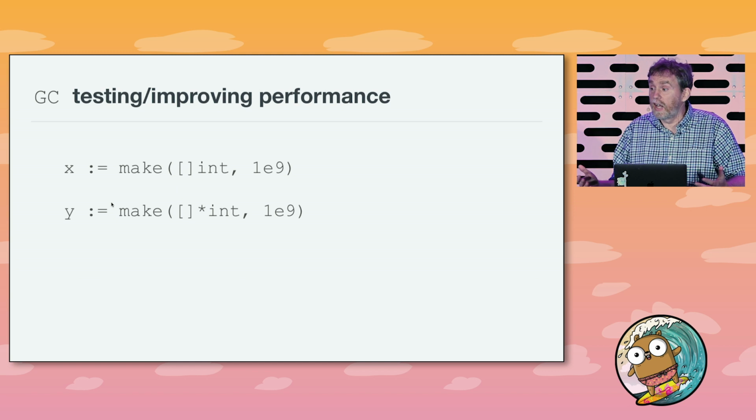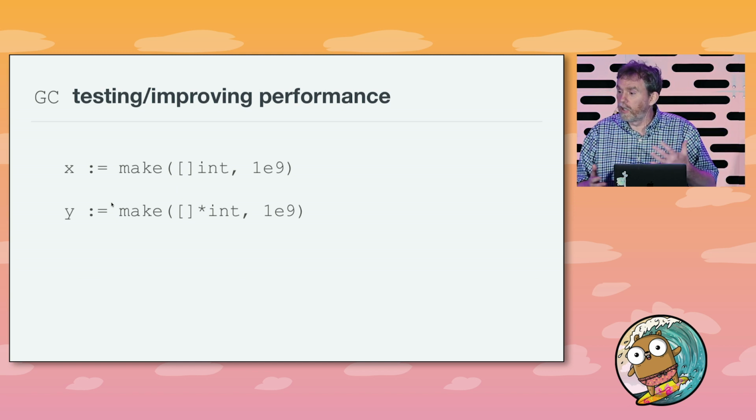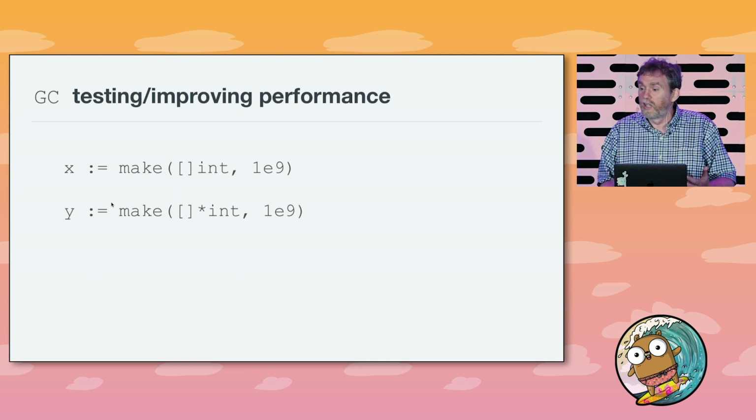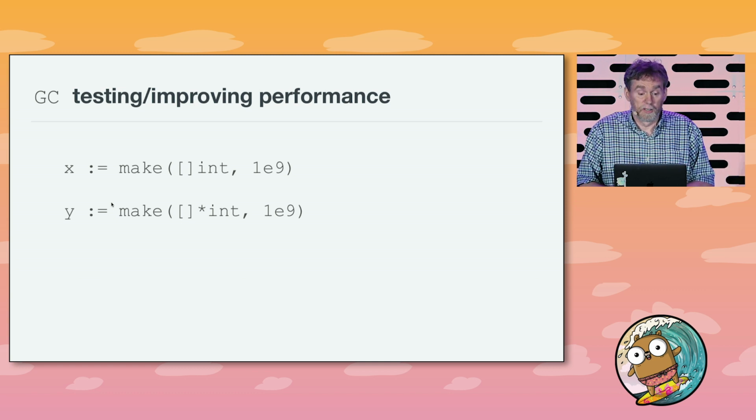But how could you find that out? How could you find out how the garbage collector is going to perform with your program? Enter GC. You write a test or a benchmark that runs GC, and you can find out how your program is performing. And you could change your program and see whether it performs better with regard to the garbage collector.